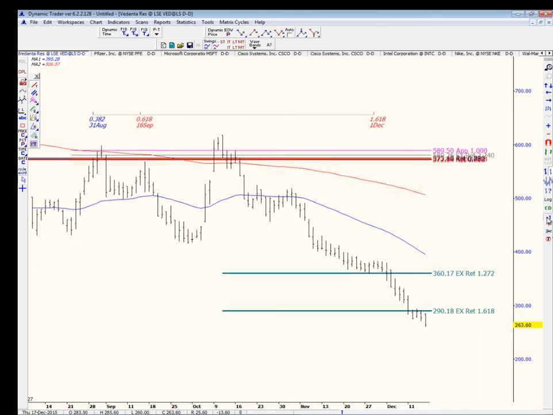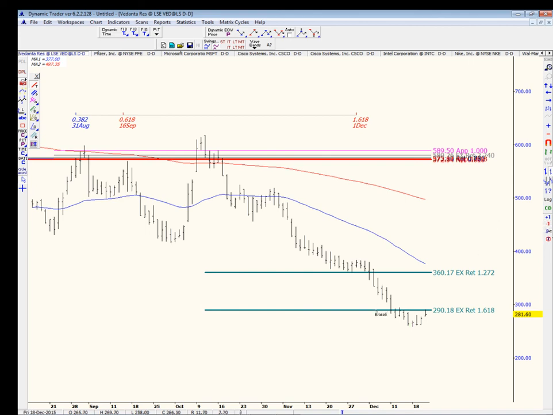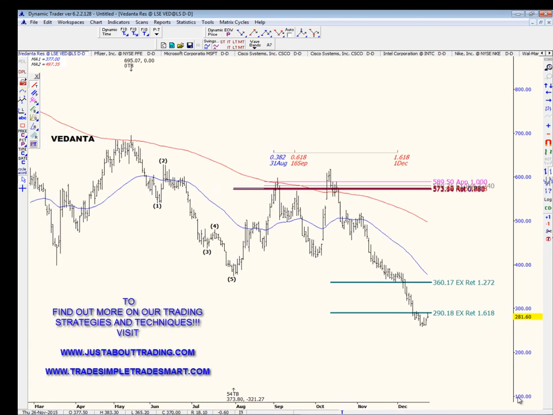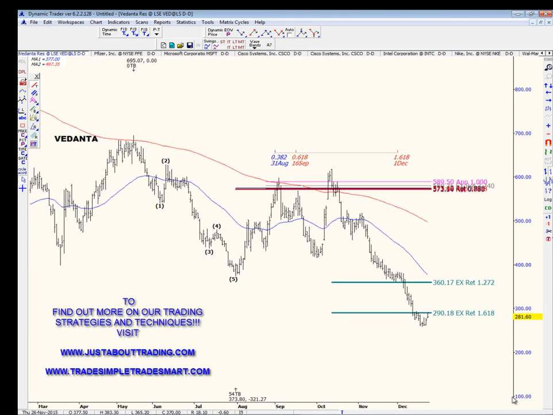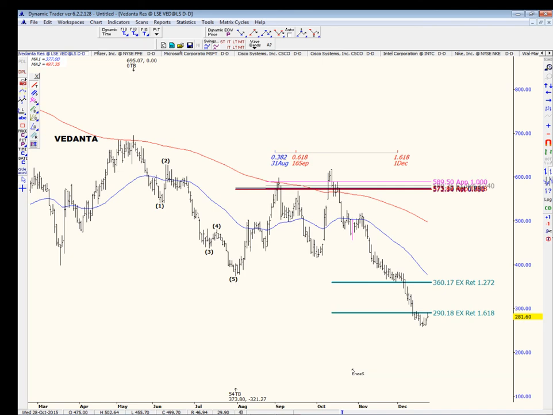Okay, so I hope you've enjoyed what I've had to show you. Fibonacci trading in combination with Elliott Wave harmonic patterns is a very powerful trading strategy. It's something we have over 50 hours of material on over at Trade Simple, Trade Smart. And we would encourage everybody to be familiar with this trading style.